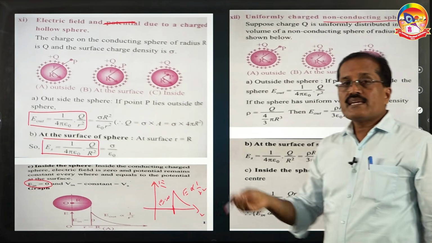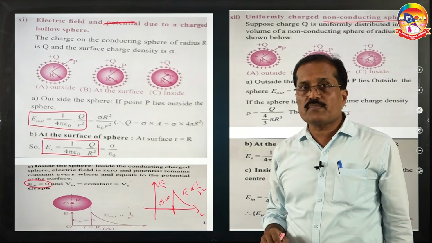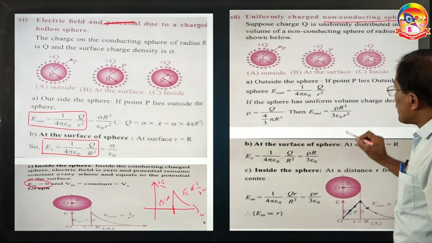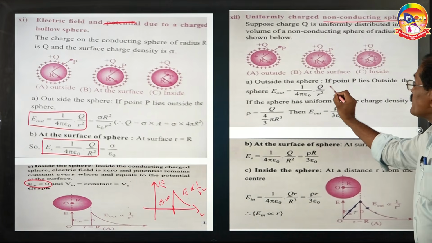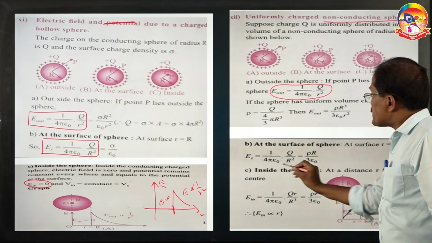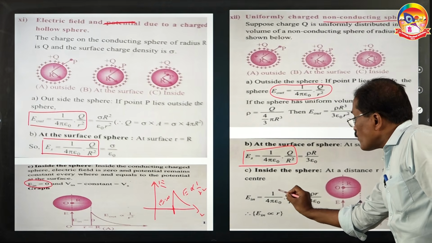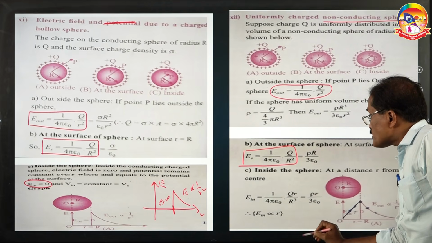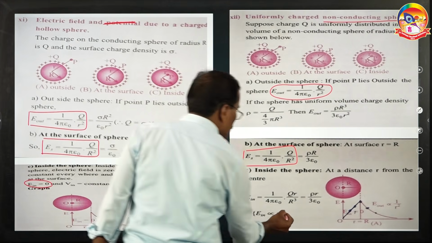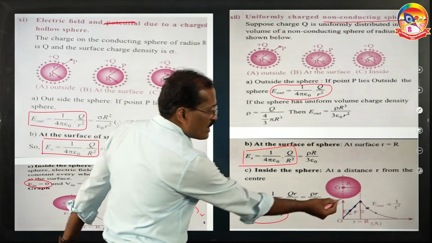Non-conducting sphere in the sense that inside the field also will be there, only at the center the intensity will be equal to 0, and the intensity outside is the same, children. Outside is the same, on the surface also the same thing, but only inside it is equal to 1 by 4 pi epsilon naught, q r by R cube, where intensity is proportional to small r, and outside it is inversely proportional to r square.